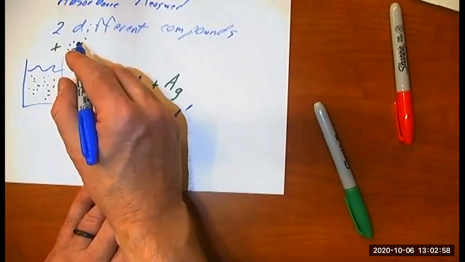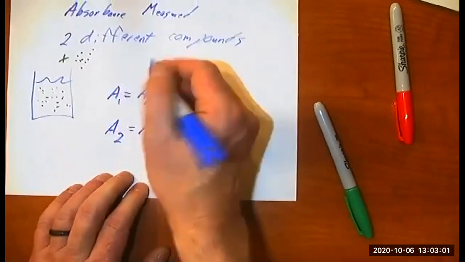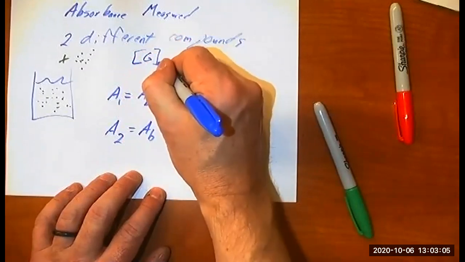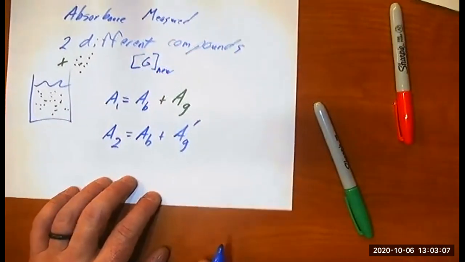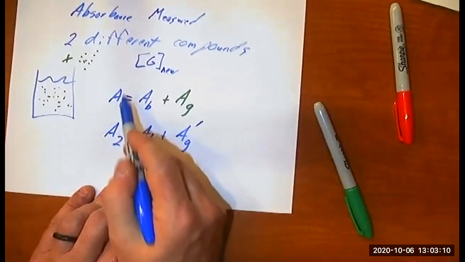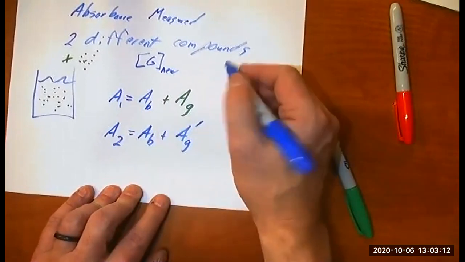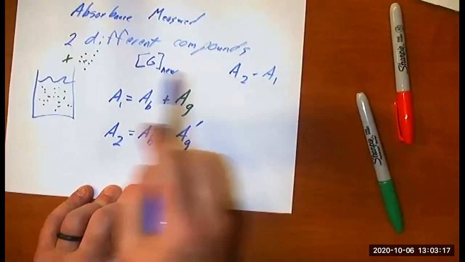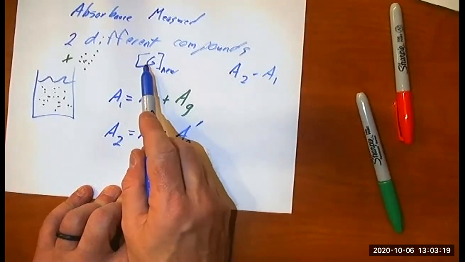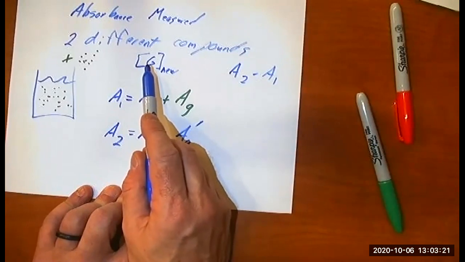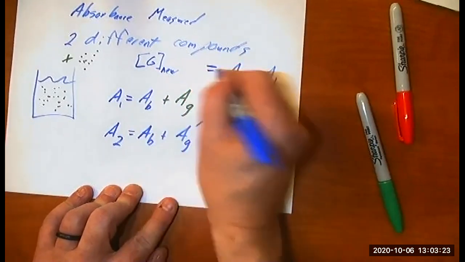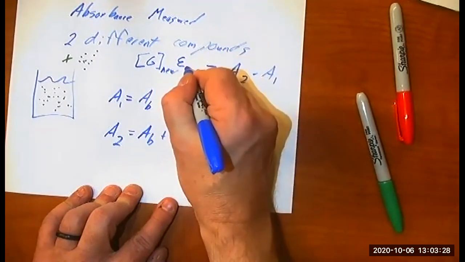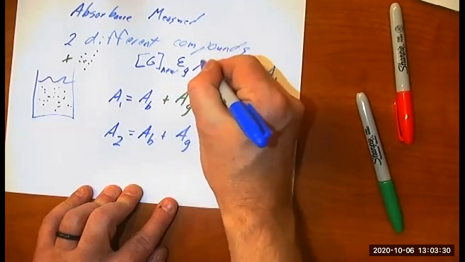We know how much we added, so we will have the concentration of green new that we added. If we subtract these two, A2 minus A1, we get how much the absorption changed just due to this green amount. So this is going to be times our epsilon for the green times the path length.